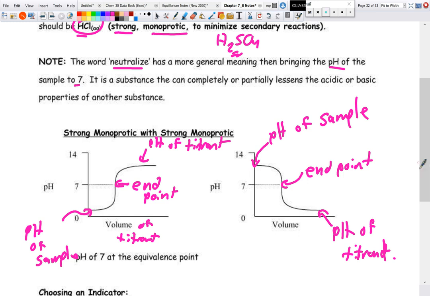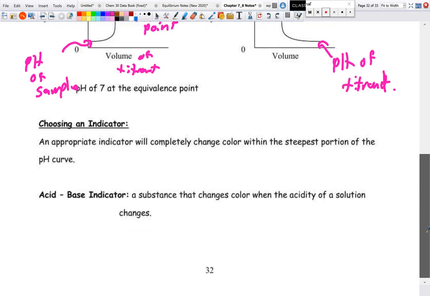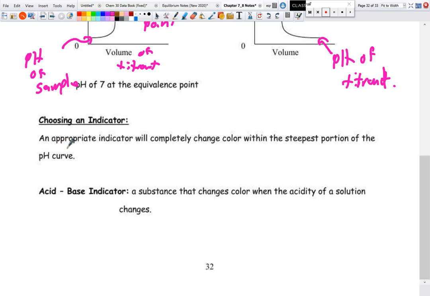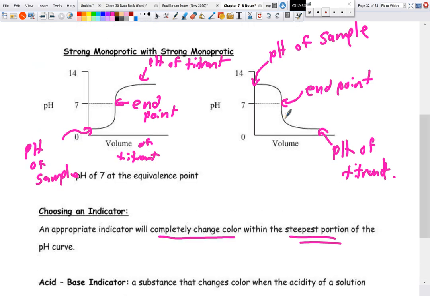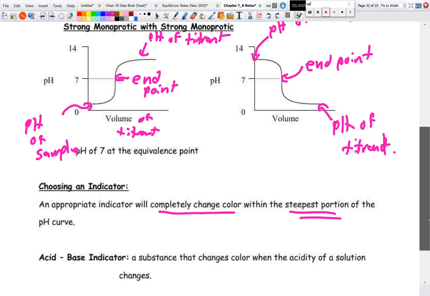So how do we always figure out what indicator we need to use for these reactions? If we never knew what indicator we could use, we can always graph this and figure out what the endpoint would be, and of course the volume at the endpoint, and we can use that for calculations. Now, if we wanted to choose an indicator, the appropriate indicator will completely change color within the steepest portion of our pH curve. So that means that any indicator that will change color within this pH range in these steepest portions will be a good indicator for the reaction.